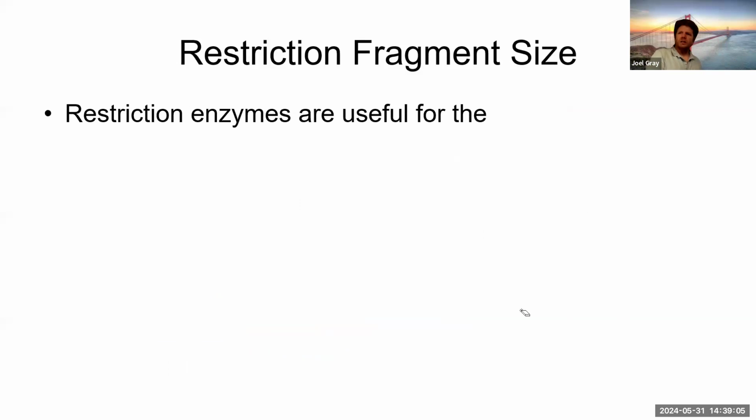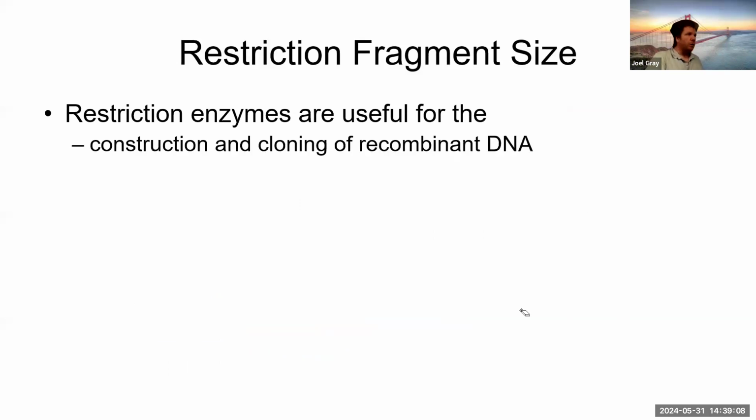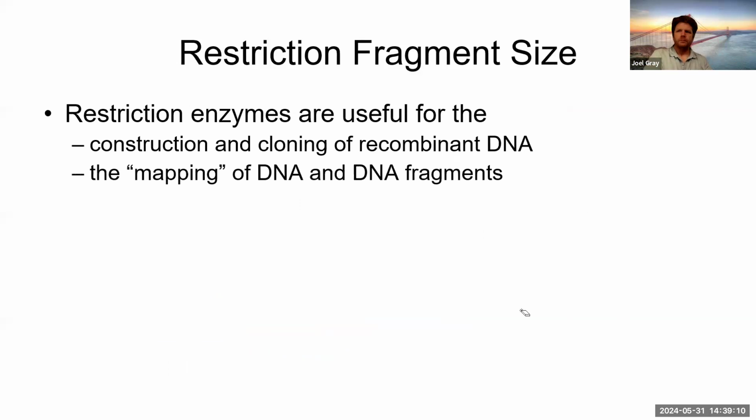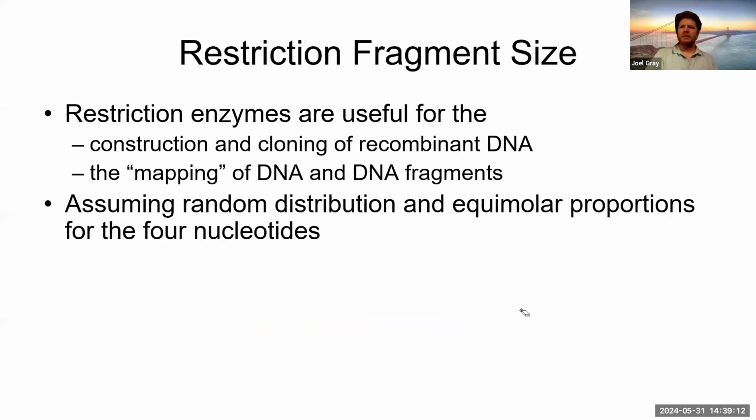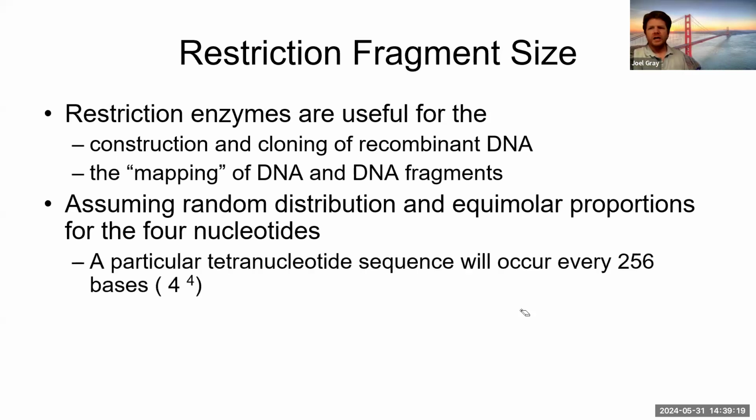Restriction enzymes are useful for construction and cloning of recombinant DNA, and the mapping of DNA and DNA fragments. Assuming random distribution and equimolar proportions of our 4 different nucleotides, a particular tetranucleotide sequence occurs every 256 bases. Now, this is a math question that you see on my exams.